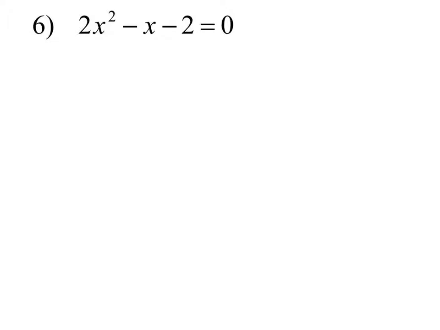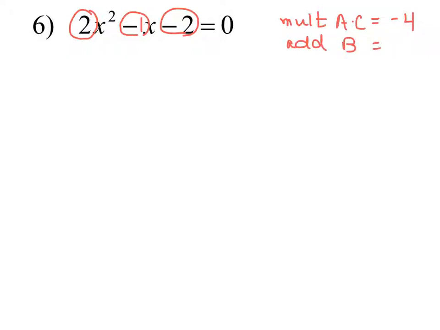In problem number 6, again, the equation is already in standard form. So let's go ahead and try to factor. a, in this case, happens to be 2, b happens to be negative 1, and c is negative 2. So if we're going to try to factor this, we need 2 numbers that multiply to give us a times c, which is 2 times negative 2, or negative 4. And then we need 2 numbers that are going to add together to give us b, which is negative 1.